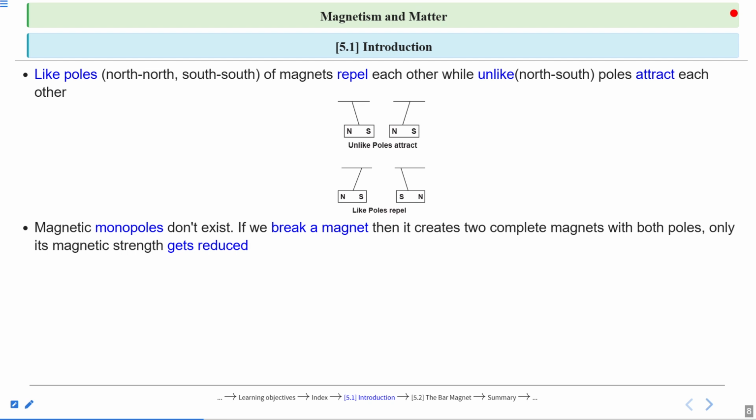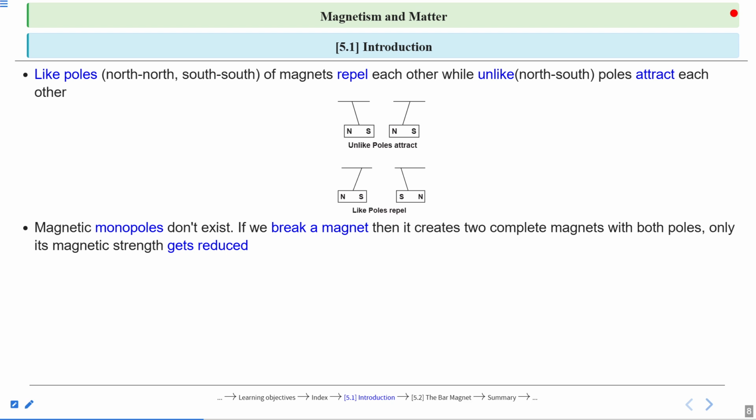If we break a magnet in half, it will result in two magnets, but of weaker magnetic strength. We cannot say that by breaking the magnet in half, the north pole and south pole will get separated. No, monopoles don't exist; they will exist as north and south. If we break a magnet, it creates two complete magnets with both poles. Only its magnetic strength gets reduced.